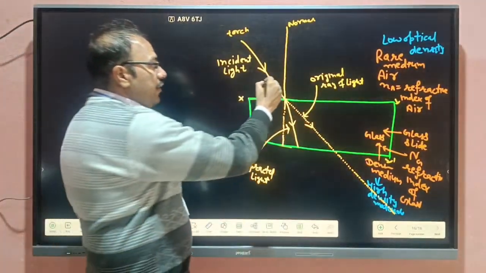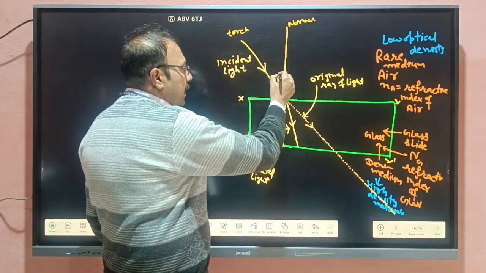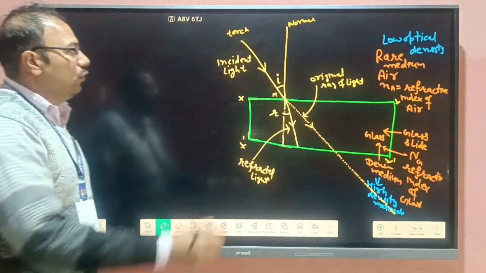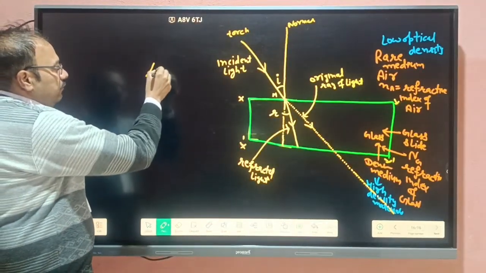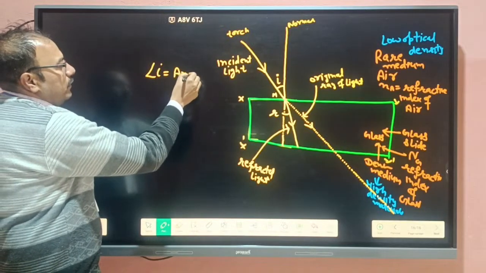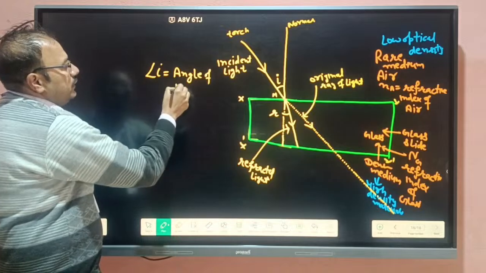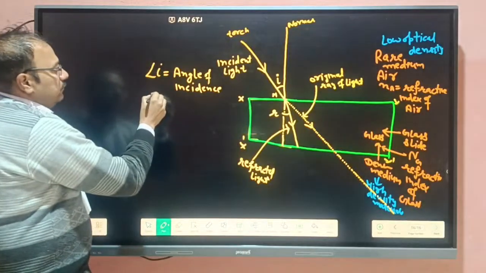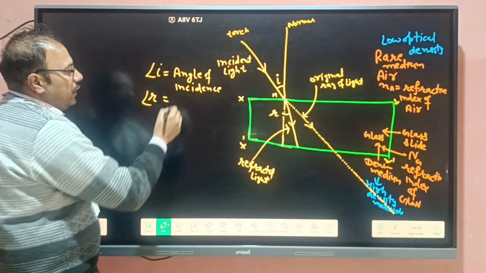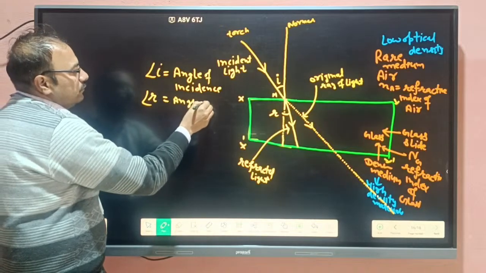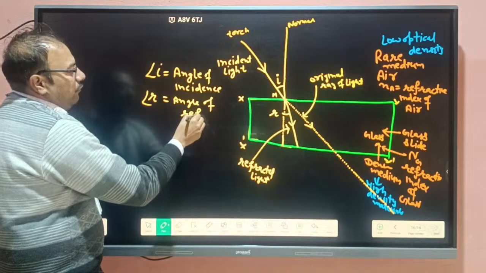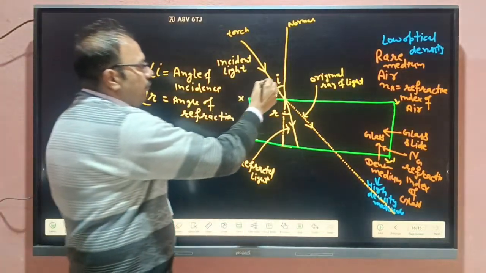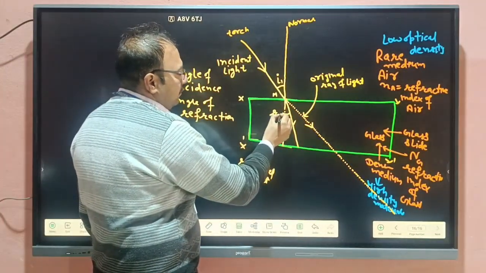Okay, so here this angle is known as the angle of incidence, and this angle is known as the angle of refraction R. So I mark here this angle I, the angle of incidence, and this angle R is called the angle of refraction. Simply, we mark here this is I1 and this is R1.